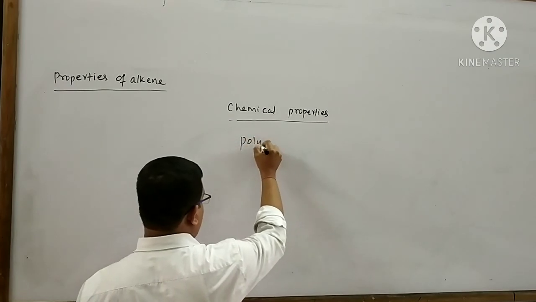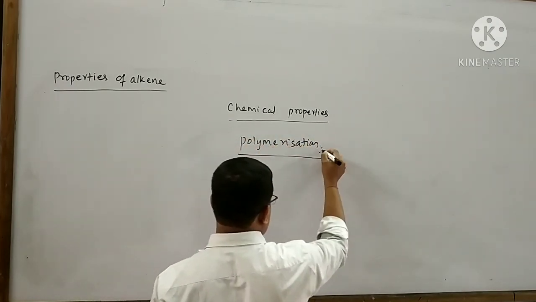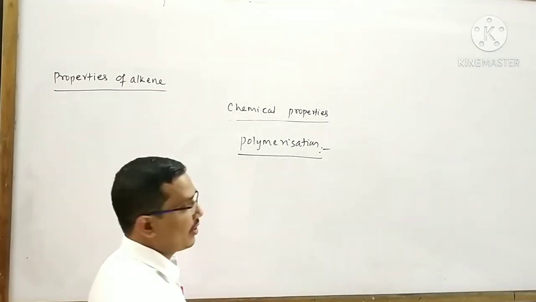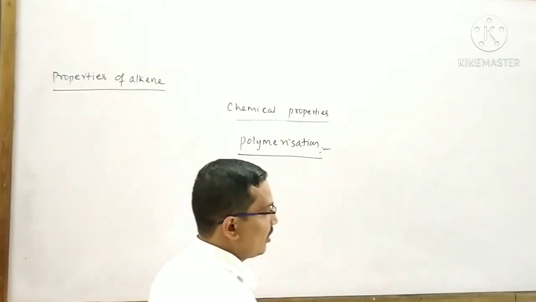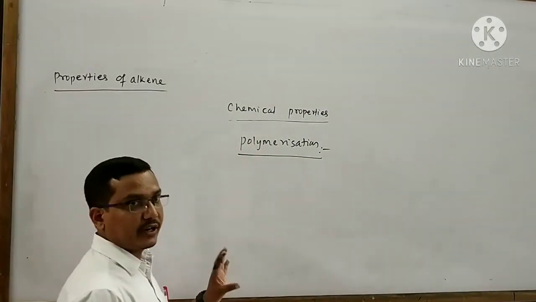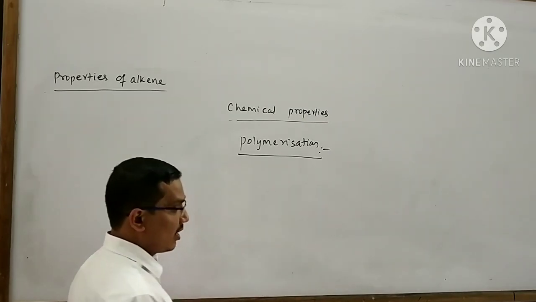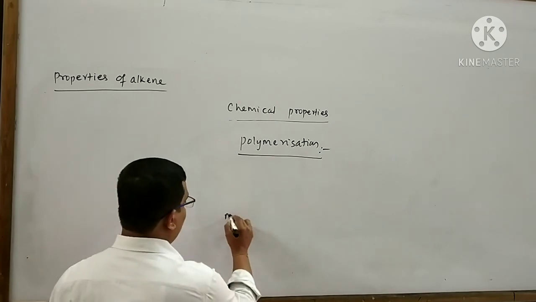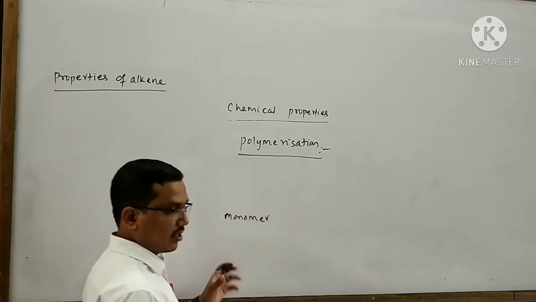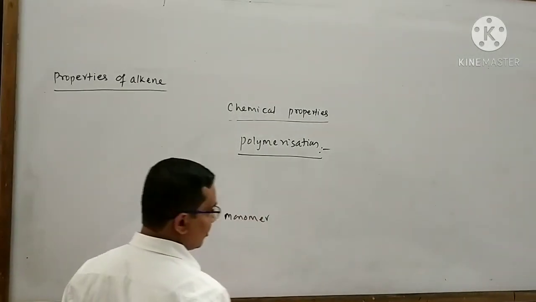Next I will explain about polymerization. Polymerization is a process by which a polymer can be obtained. A polymer is a long chain molecule with a repeating structural unit. The repeating structural units are generally known as monomers, and the process of formation of a polymer is known as polymerization.